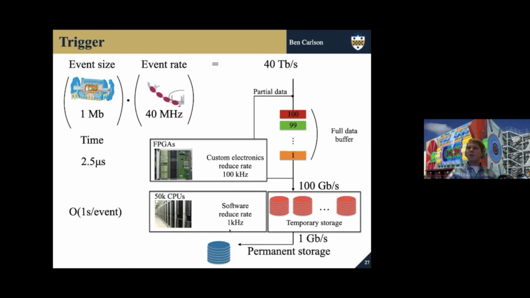And then we have a very large computing farm which can access that information and take on average a second per event to process all of that data before writing it out to permanent storage. So when I say 2-level, it means we have a hardware and then a software trigger, and we have to do all that we can to reduce the things that are not interesting before we save them to disk.